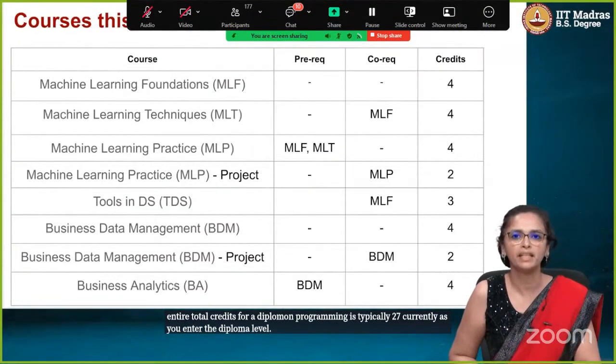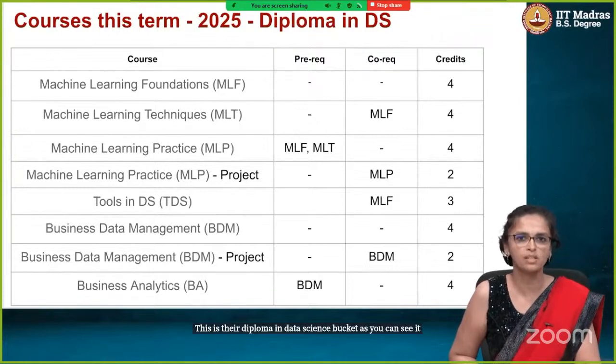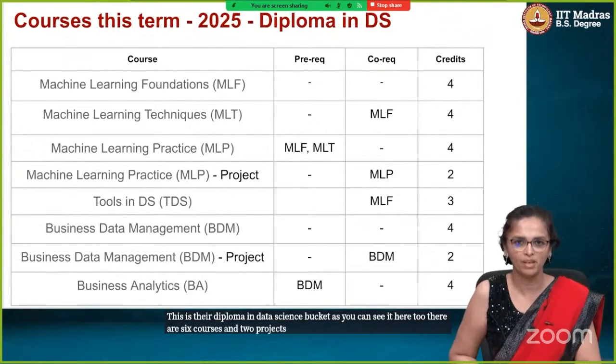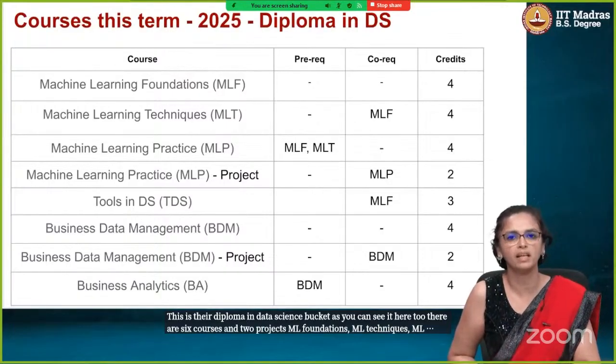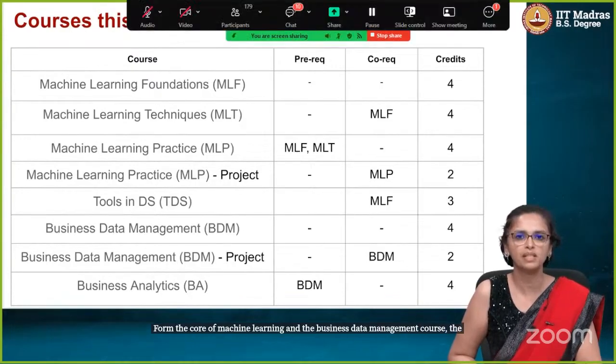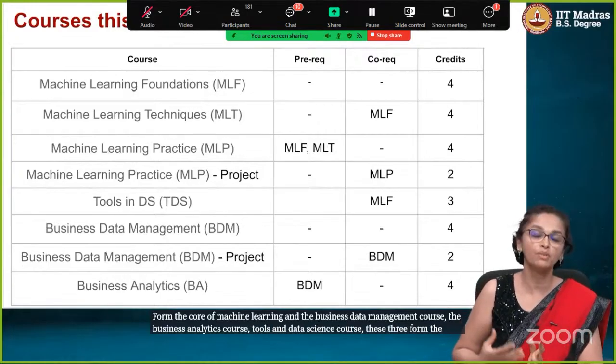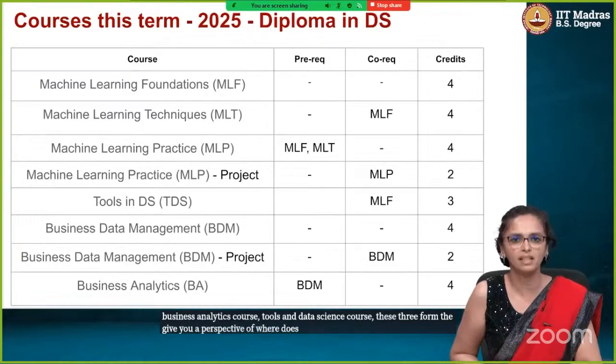This is the diploma in data science bucket. As you can see it, here too there are 6 courses and 2 projects. ML Foundations, ML Techniques, ML Practice form the core of learning machine learning, and the Business Data Management course, the Business Analytics course, Tools in Data Science course. These 3 give you a perspective of where does the data really come from.